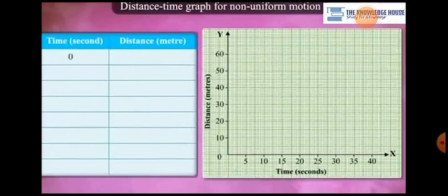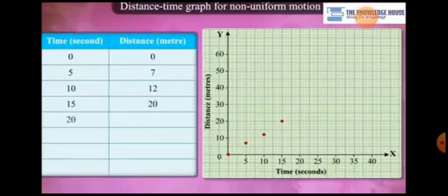Time in seconds 0, distance in meters 0. Time in seconds 5, distance in meters 7. Time in seconds 10, distance in meters 12. Time in seconds 15, distance in meters 20. Time in seconds 20, distance in meters 30.